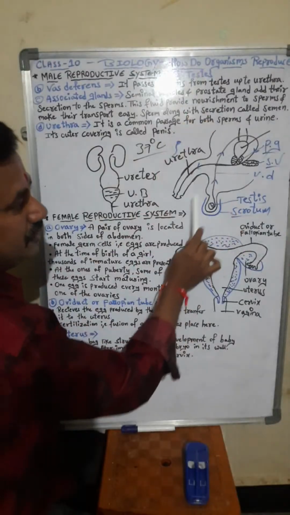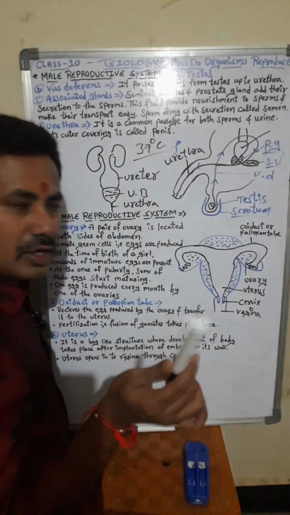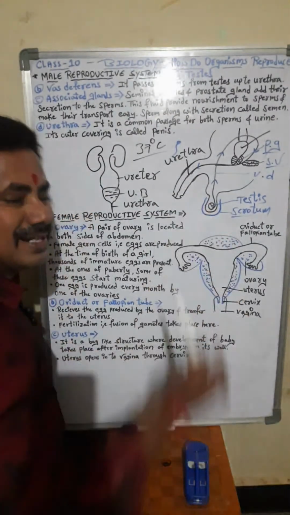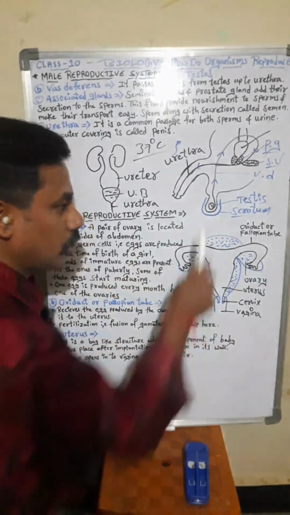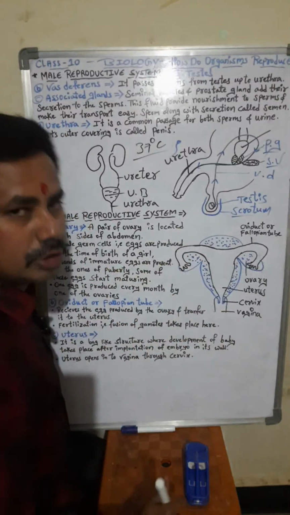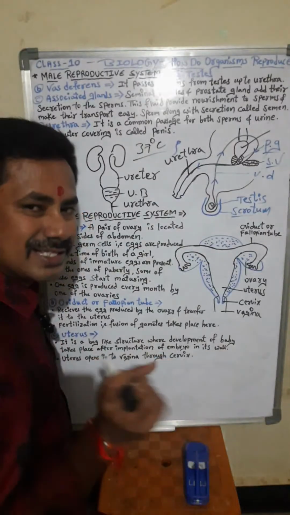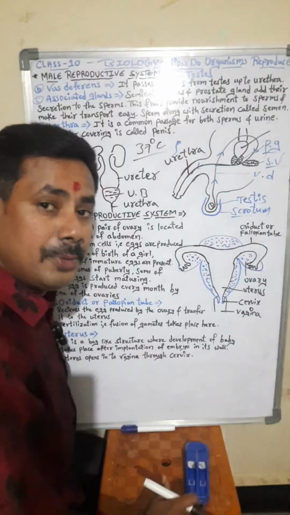So testis already we have seen in the previous class. If you are observing this video for the first time, you have to observe the previous video, then you will understand. So testis release two things: production of sperms, and second, the hormone testosterone. Testosterone is a hormone which helps in secretion of sperms as well as some changes during the puberty.